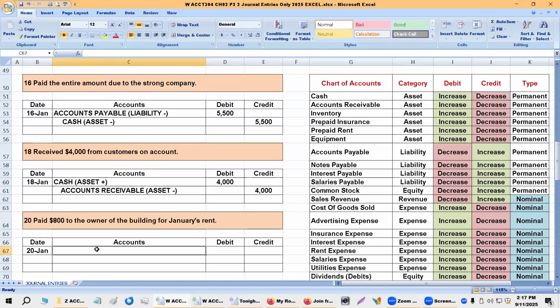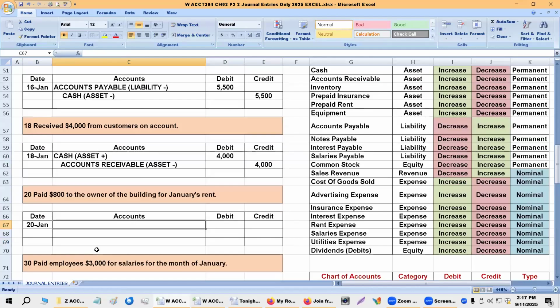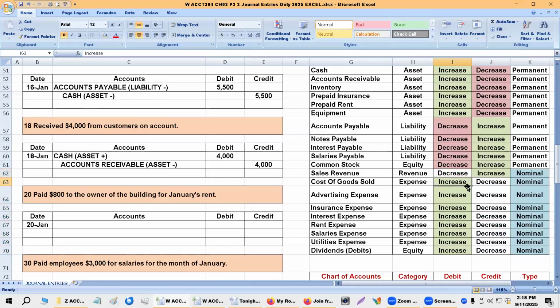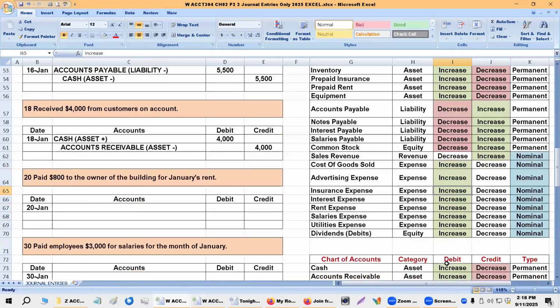Pay $800 to the owner of the building for January's rent. What happens if your expenses decrease? The fact of the matter is, it's a very rare occurrence. How often do you have your landlord give you money? Probably not too often. So while theoretically they could happen, they're very rare. So almost all of these are going to be with the increase. Anytime you have an expense, it's going to be a debit. Expenses are debits.